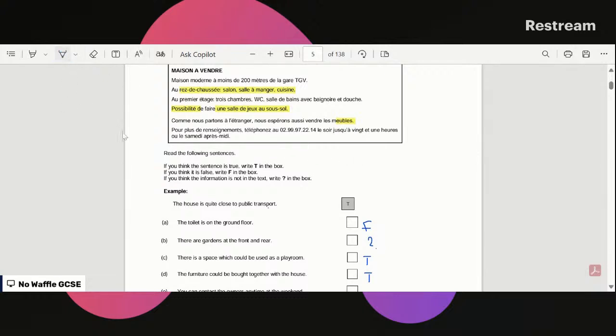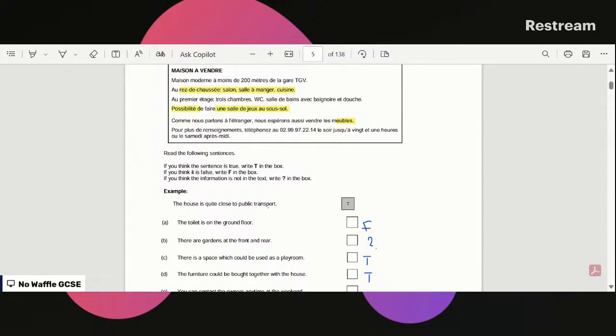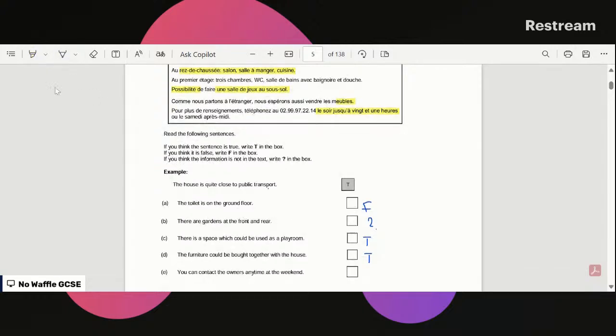Okay, continuing on here. You can contact the owners anytime at the weekend. Is this true or is this false? Okay. Now we can see téléphoner at the bottom, so that means contacting, but it says le soir, jusqu'au 21h. So just before, let me just make sure. Just before 20 to 1 o'clock. So that's testing your time. So therefore, it's not any time of the day, and therefore it's false.